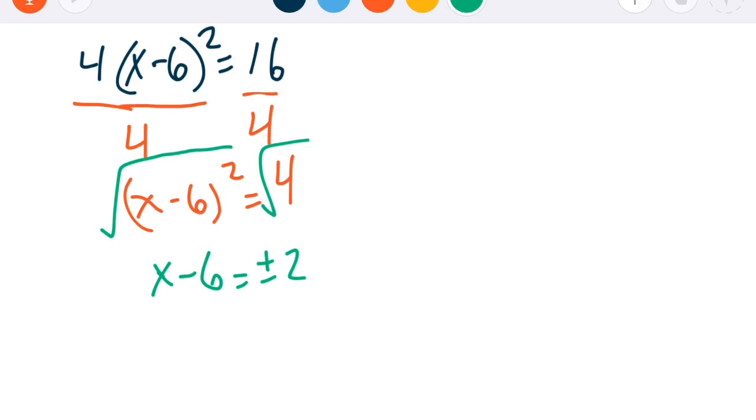So now we are not done yet because as you can see at this step right here, x is not by itself. We don't know what our solutions are yet. So we are actually going to have to set up two more little simple problems. So x minus 6 equals, remember it's not just 2, we have 2 and negative 2. So that's where our two little problems are going to come from.